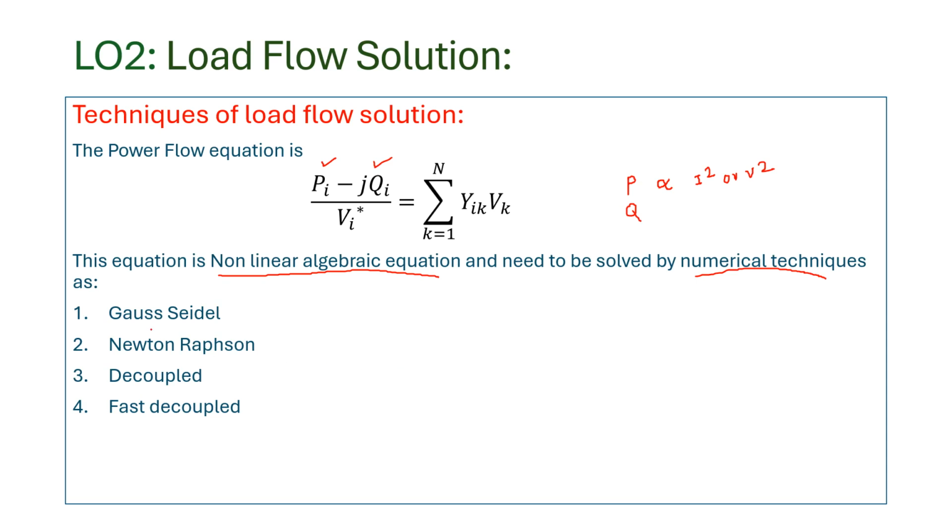The first is the Gauss-Seidel method. The second one is Newton-Raphson, then decoupled and fast decoupled. Now here decoupled and fast decoupled are not new methods, but they are extensions of the Newton-Raphson method. So we shall see later on how these are the extensions of the Newton-Raphson method. But these are the numerical techniques we shall use for the solution of the load flow equation.